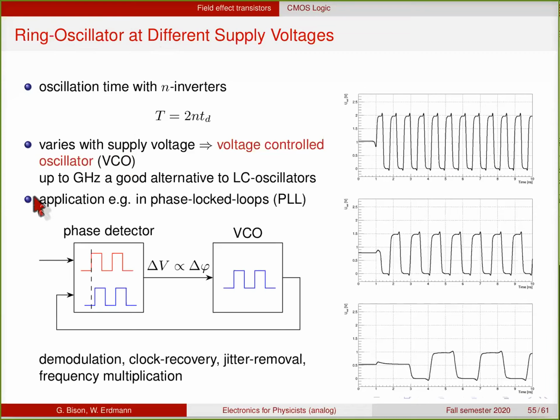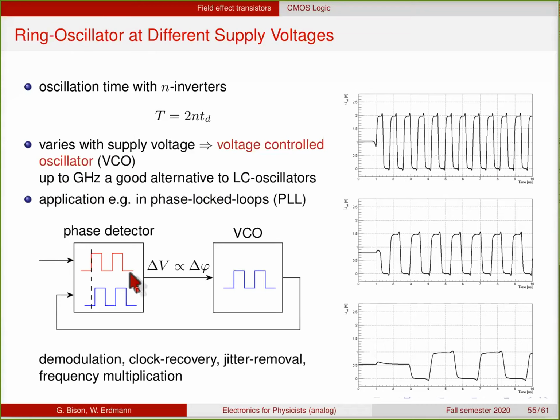An important application of such ring oscillators or voltage-controlled oscillators in general are the so-called phase-lock loops, where you take an input signal that is periodic or more or less periodic, let's say, and you try to create an oscillator that oscillates with the same frequency as the input signal, which you may not know a priori.